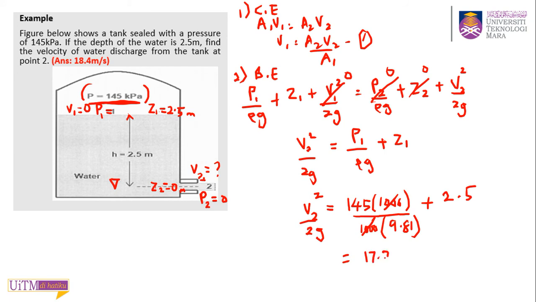$17.28. Okay, and so we get V2 is equal to the square root of 17.28 times 2 times G. Is the answer the same as the one above? This one is 18.4. Okay, do you get this? Same. So this is how you answer your question inside the orifice. So 18.4 meter per second.